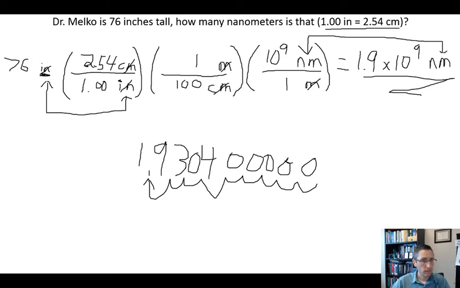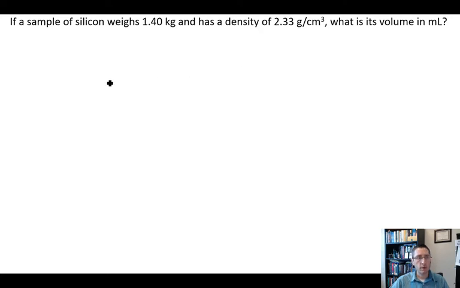Okay, the second one I wanted to do involves density, which we discussed today. Here we have a sample of silicon, which weighs 1.4 kilograms and has a density of 2.33 grams per cubic centimeter. So what is its volume in milliliters? Okay, so there's a lot going on here, but I'm still going to approach it the same way, right? What am I asked for? Volume in milliliters. There it goes on the right side.